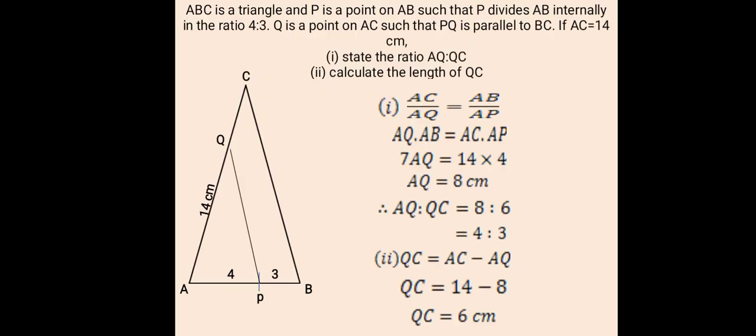ABC is a triangle and P is a point on AB such that P divides AB internally in the ratio of 4 to 3. Q is a point on AC such that PQ is parallel to BC. If AC is equal to 14 centimeters, 1. State the ratio of AQ to QC. 2. Calculate the length of QC.